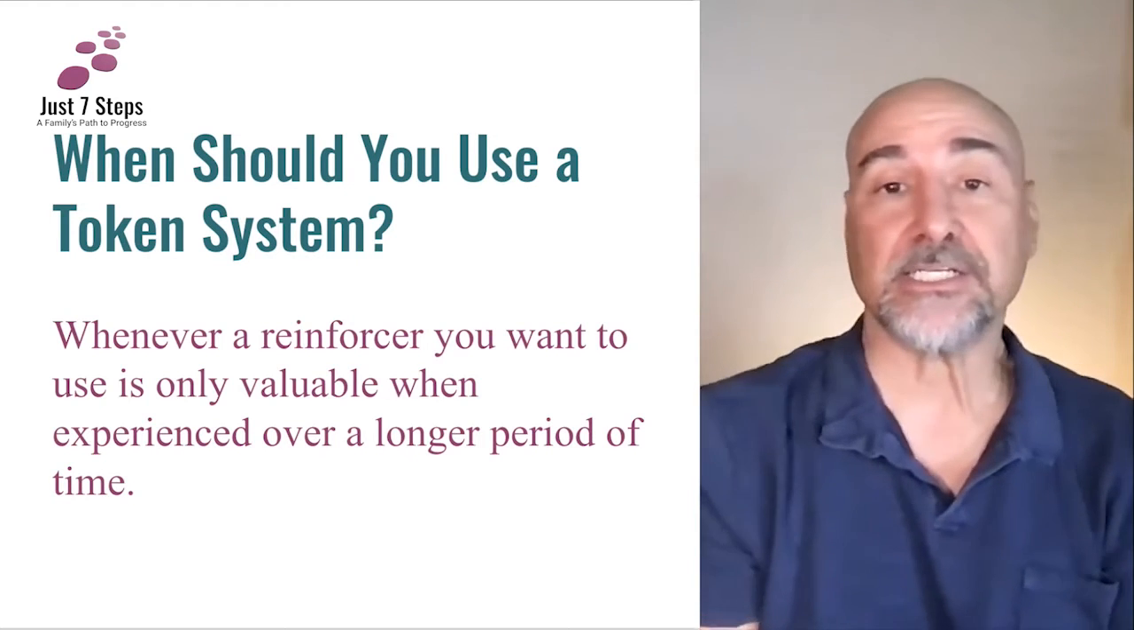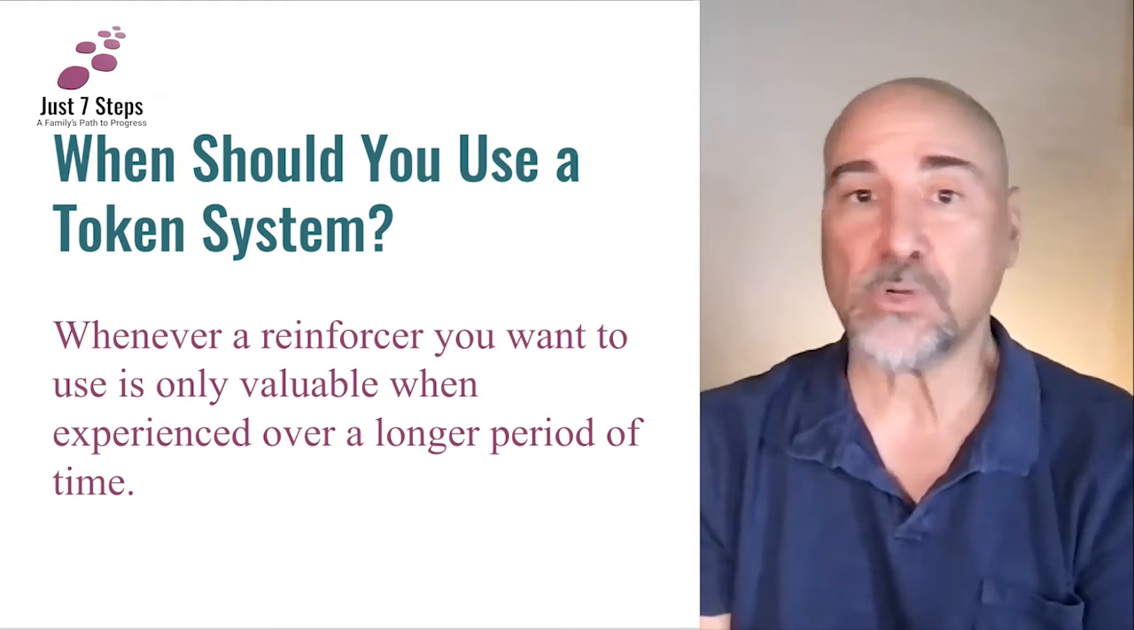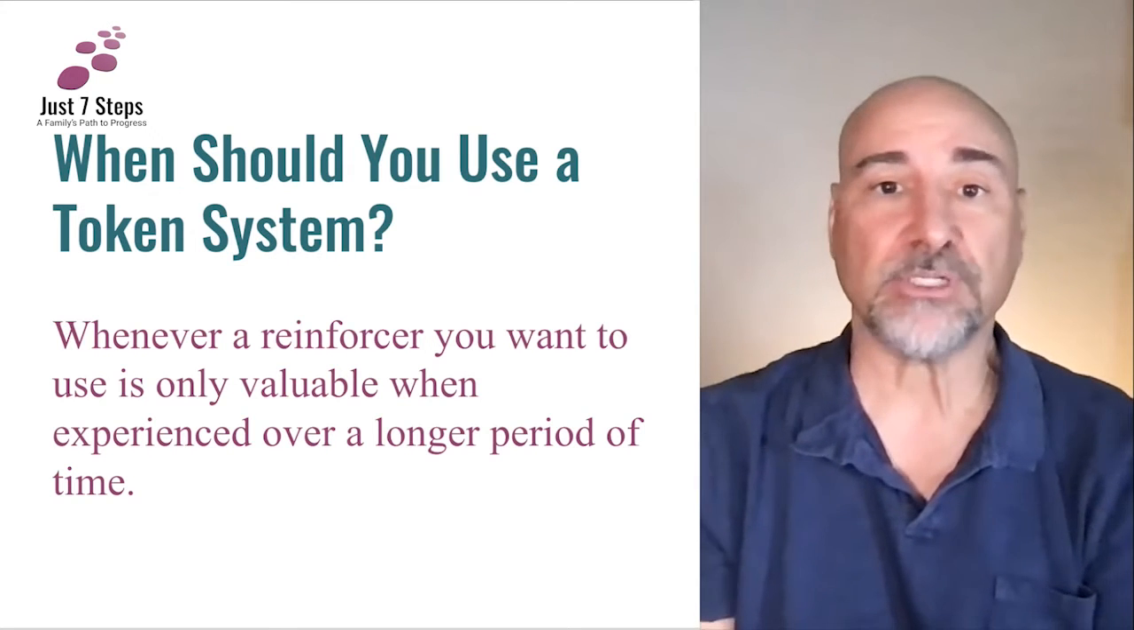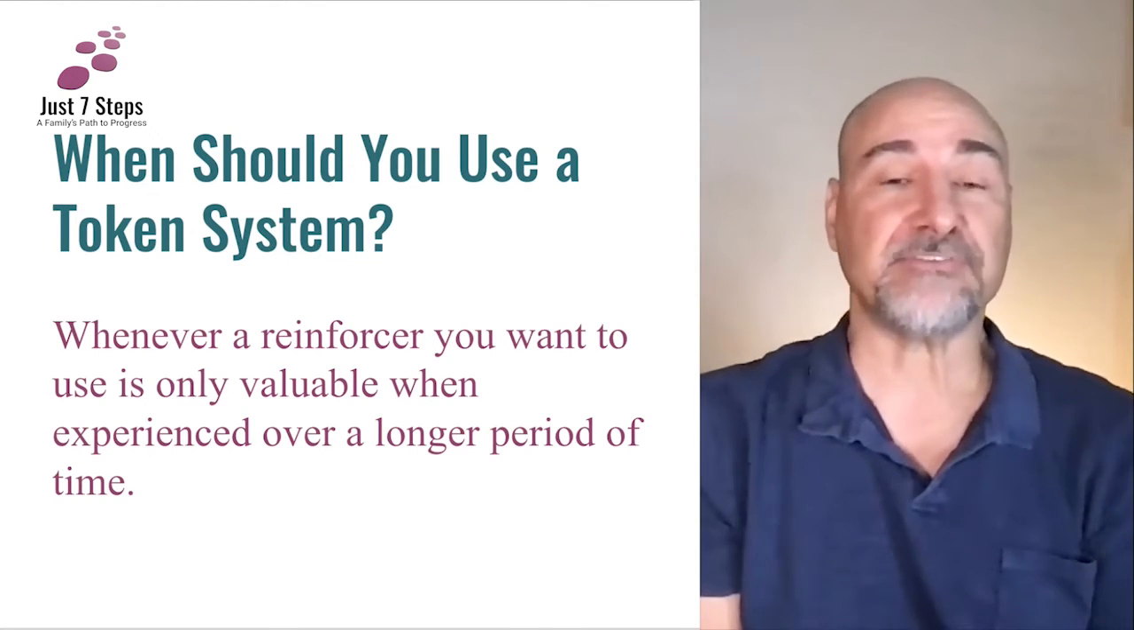You might also need to consider a token plan when a reinforcer you want to use is only valuable if it is experienced over a longer period of time. For example, a lollipop that lasts a longer period of time, or chewing gum, might not be useful for give and take reinforcement because the child would have to have them for longer periods of time to enjoy them correctly. The same might be true with a child who wants to play outside. If playing outside is only fun on a basis of at least 5 minutes at a time, you wouldn't be able to give them enough time to enjoy it on a give and take basis for small amounts of work accomplished.